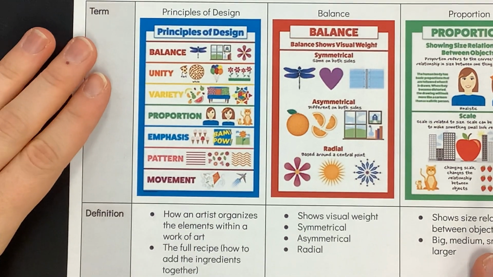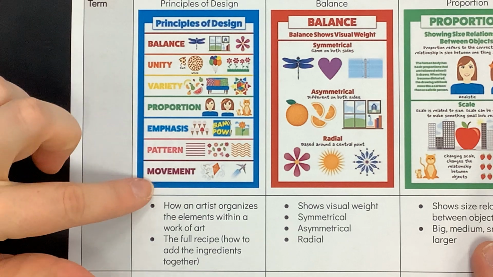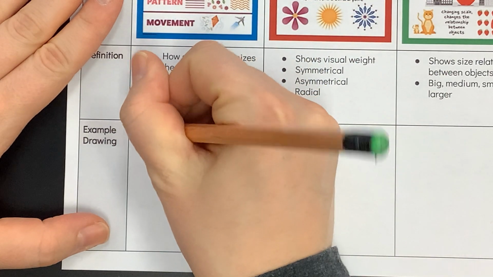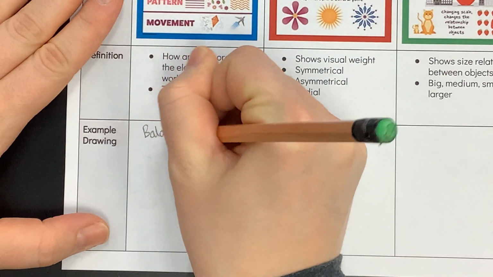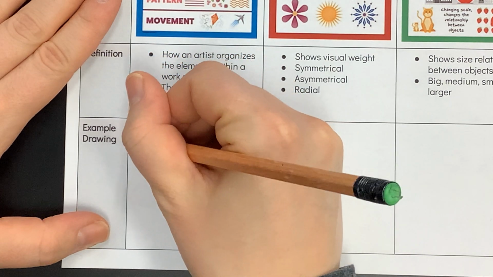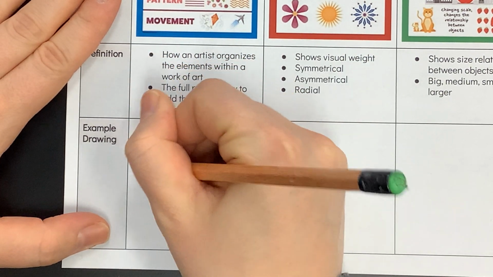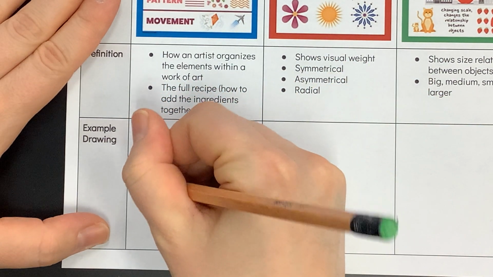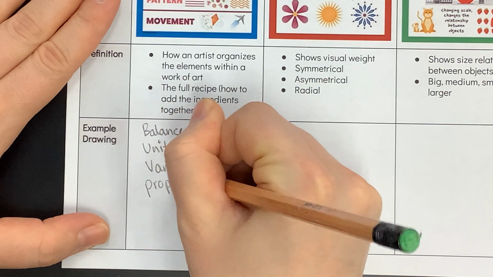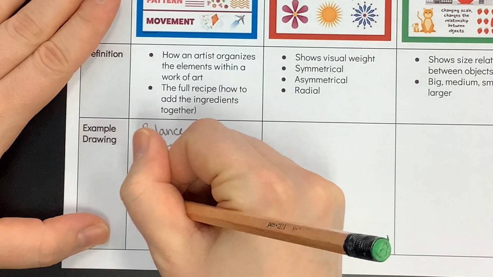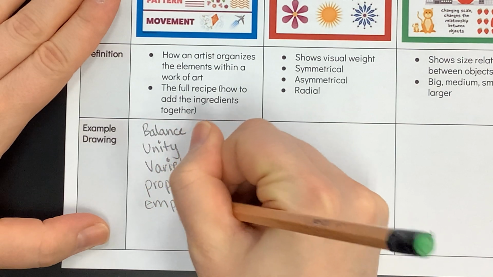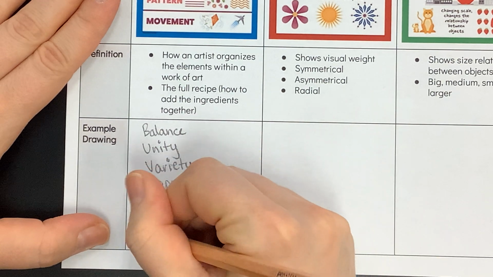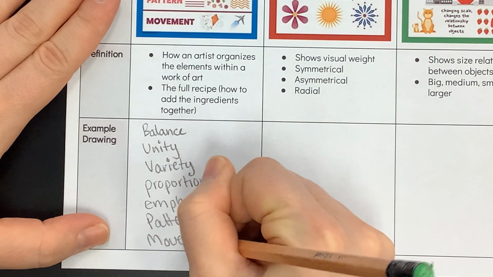So let's get into principles of design. We're just going to copy down what's listed here on this image into our example drawing again. So I'm just going to start with balance. And you're following along, right along with me, writing this out. Okay, the next one on that list is unity, variety, proportion, emphasis, pattern, and movement. Okay, those are the ones we're going to talk about today.